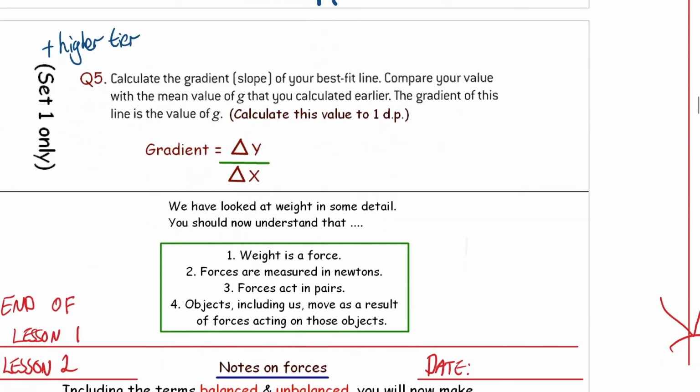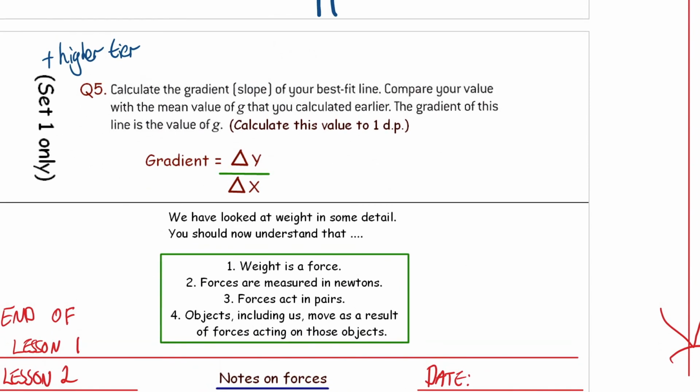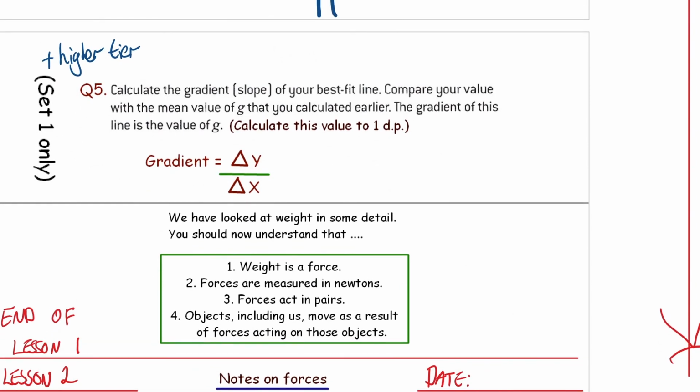And just to finish this lesson then. Question 5, calculate the gradient or slope of your best fit line. Compare your value with the mean value of g that you calculated earlier. The gradient of the line is the value of g. So you should find the value of g to be around about 9.81 newtons per kilogram, or it is saying there actually one decimal place, 9.8.